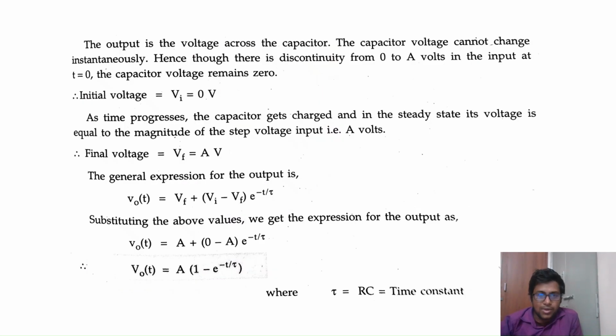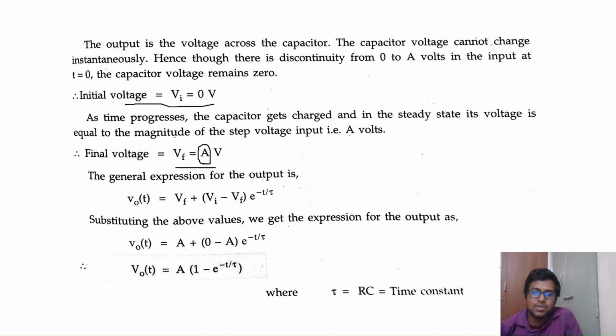Now, from that particular figure, you can say that the initial voltage is 0 volt, because initially the capacitor will not allow the sudden change in the input voltage. So the capacitor will be maintaining its 0 voltage level. Now, finally, what happened? It will reach the input voltage. Here, input voltage I am considering as A volt. So my initial voltage is 0 volt and my final voltage is A volt.